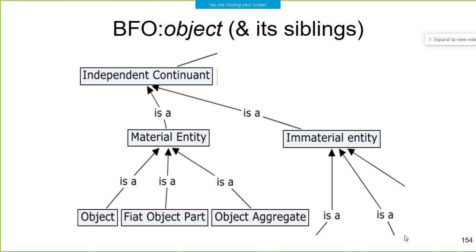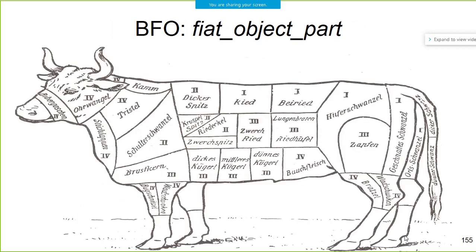So this is an object. It's a cow. And inside this object, we can distinguish various fiat object parts, which are distinguished by the fact that some of them taste better. And these are not limbs, or they're not separable. You can't take them out of the cow as they are, because they are connected to all the other parts of the cow. So they're called fiat parts because they are divided up by fiat rather than by cutting, by physics.